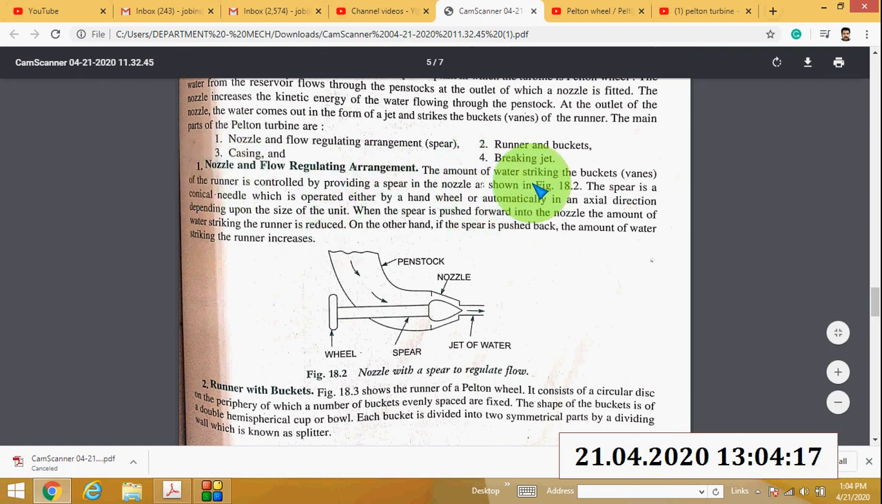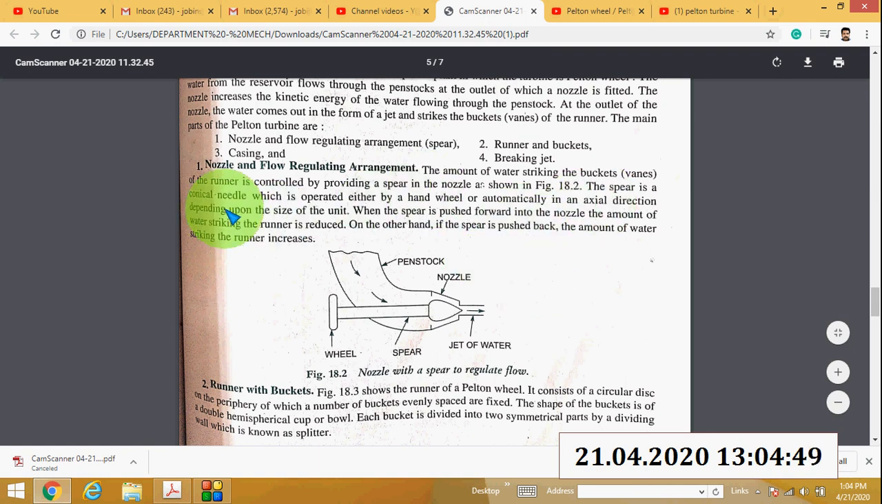The amount of water striking the buckets or vanes of the runner is controlled by providing a spear in the nozzle, as shown here. You can see this is the nozzle, and here a spear is there. When the spear moves in the forward direction, it closes the nozzle, so the flow is reduced and we can control the speed of the Pelton turbine. If we move the spear backward, it increases the flow of water, so you get high speed rotation of the runner.